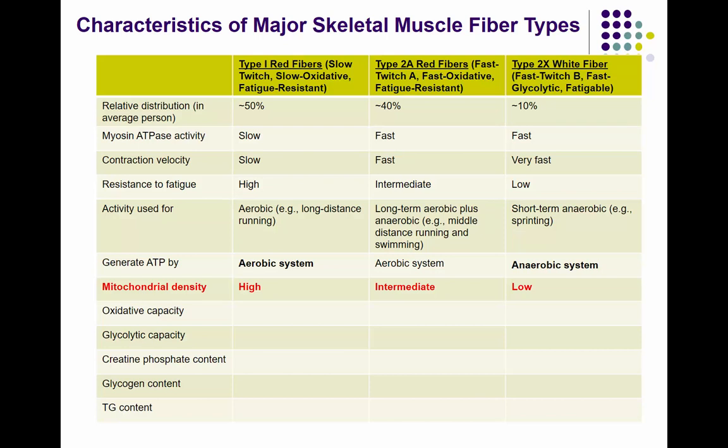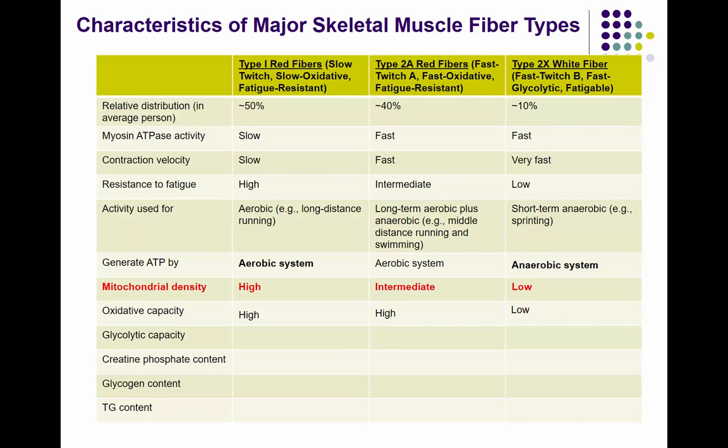Okay, now the next item is the oxidative capacity. What do we expect in type 1? Is it high or low oxidative capacity in type 1? High, yes, right? It's correlated with, again, the mitochondrial content. And type 2A should also be intermediate or high. And type 2X should be lower, right? Again, it's lower mitochondrial content.